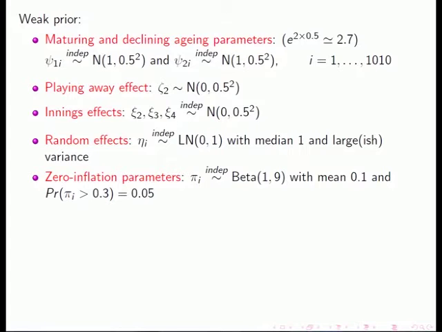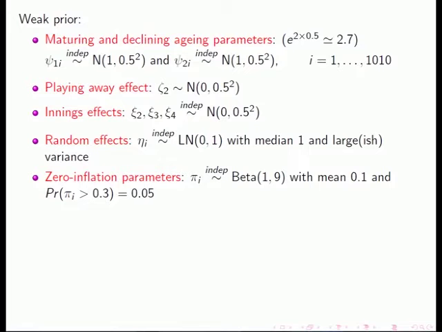What it means is that we don't know what an individual player's maturing or declining parameter is, but we really think that they're going to be within 2.7 times the average, or 1 over 2.7 times the average. That's quite a range, actually. So we don't think the means are going to be 1, but we're going to have standard deviations of 0.5. The same for this thing, the effect of playing away from home. So this is quite a large change, an up factor or a down factor of 2.7, quite a big change.